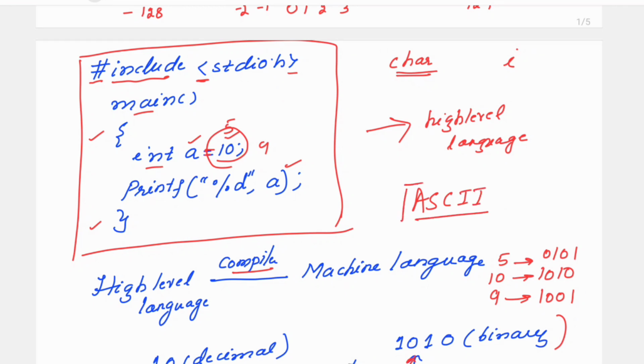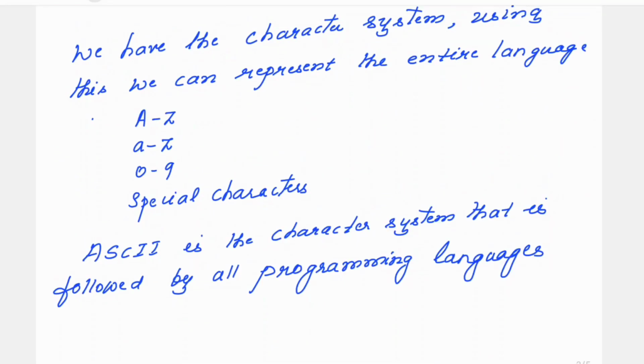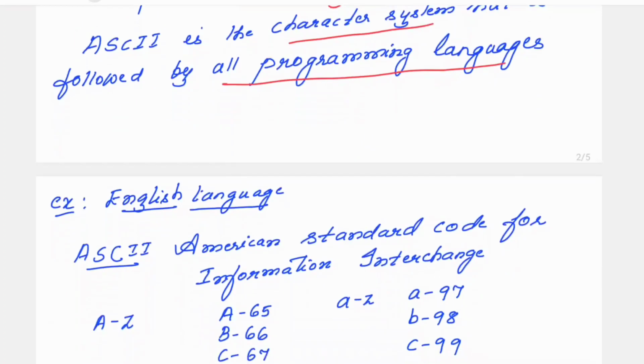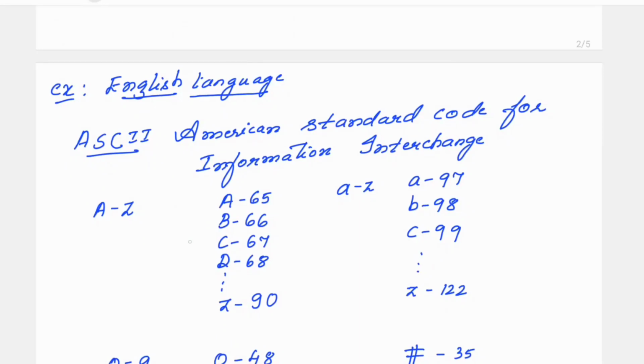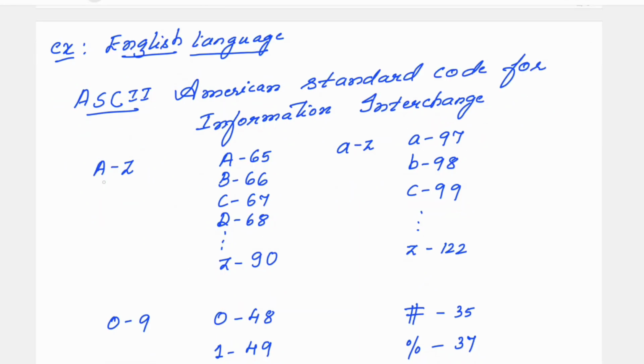The ASCII character system converts a given character, a given symbol, into binary form. ASCII is the character system that is followed by all programming languages. If you take, for example, the English language, you have the uppercase letters A to Z, lowercase letters, digits and special characters. All these have an ASCII value. That's the reason the compiler, though the characters are mentioned in the high level language, converts them into their equivalent binary value using the ASCII system. In English, I have written here the equivalent decimal values for each of these letters.